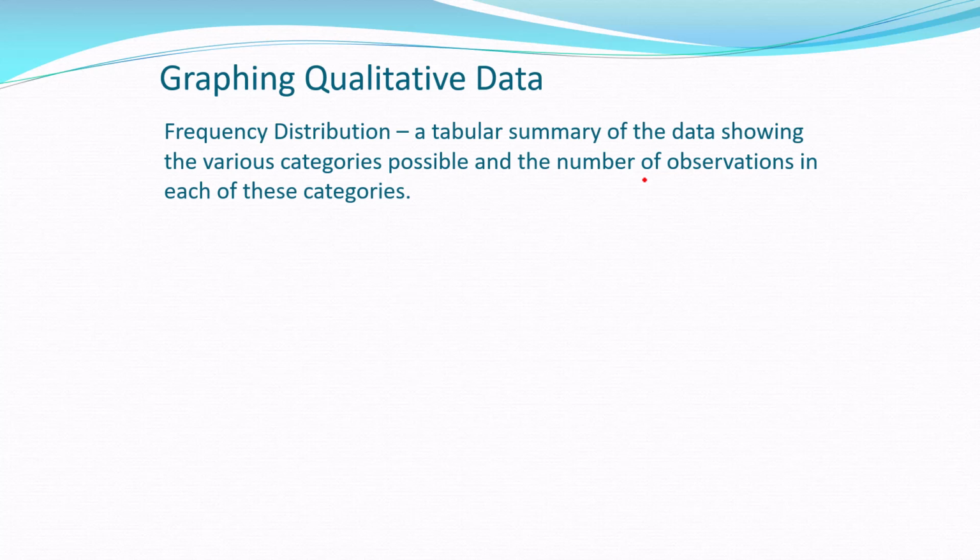To begin with, any kind of qualitative data, and this is going to be true for quantitative data as well, we need a frequency distribution. We use lots of terminology in statistics, but a frequency distribution is just a table, a tabular summary of the data showing the various categories possible and the number of observations in each of those categories.